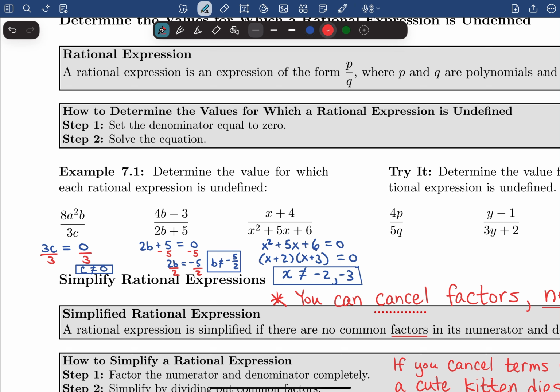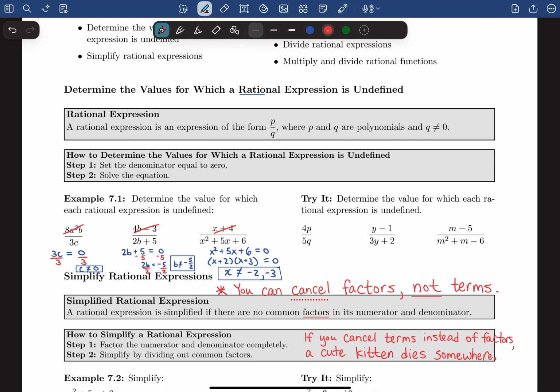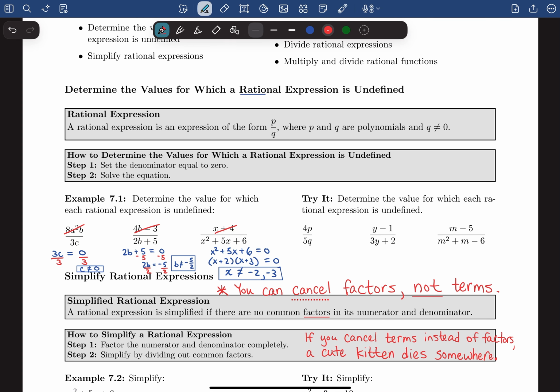So let's cross them out. I ignored the numerators. I don't even worry about them. They don't have any influence. I only am looking at the denominators, setting them equal to 0 and solving for the variable. Great, I hope that's helpful for you in understanding how to find values for which a rational expression is undefined.